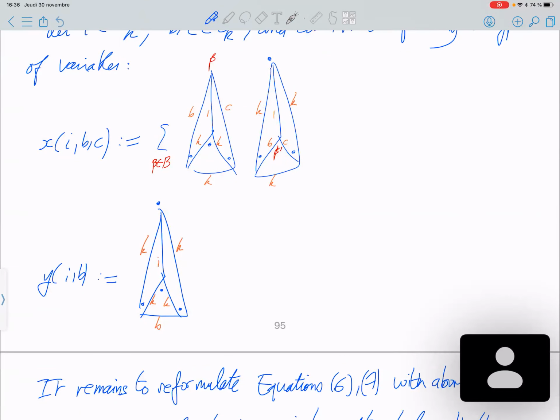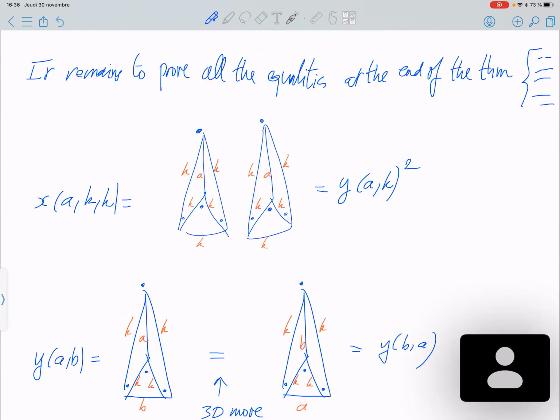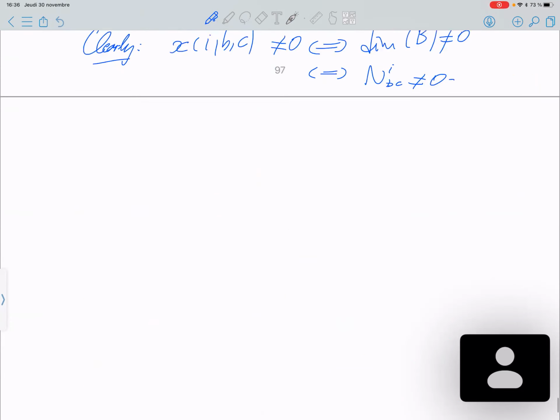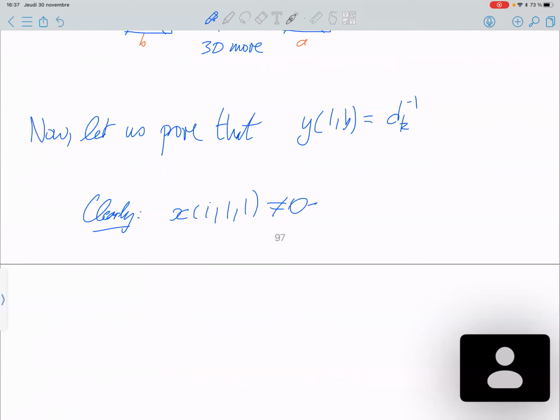So why do I need that? Maybe I don't need it. Y 1, 1. So I just need Y 1, 1. I don't need YBC. So clearly, I guess I don't need that. Y 1, 1 is different from 0.